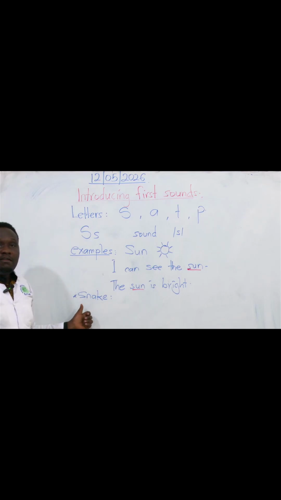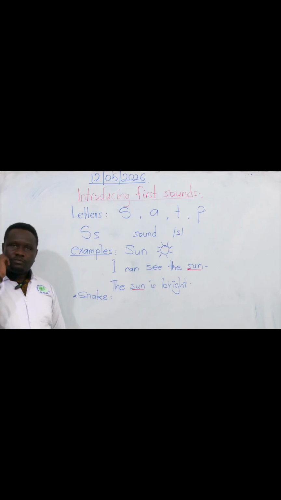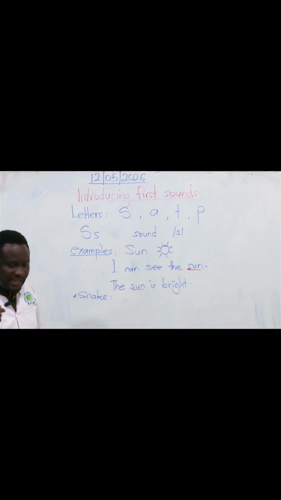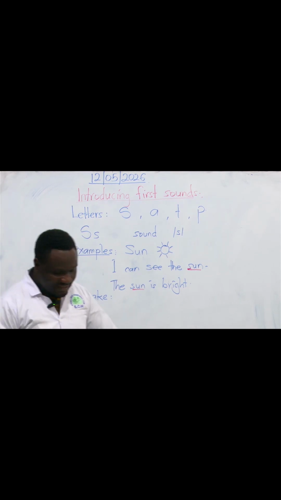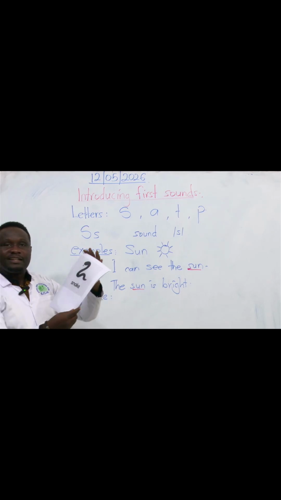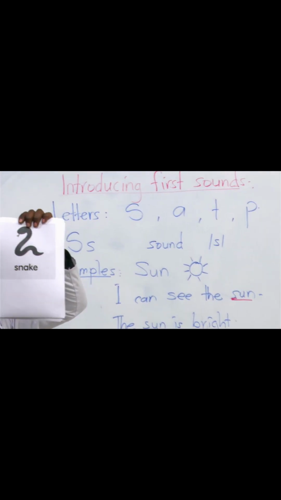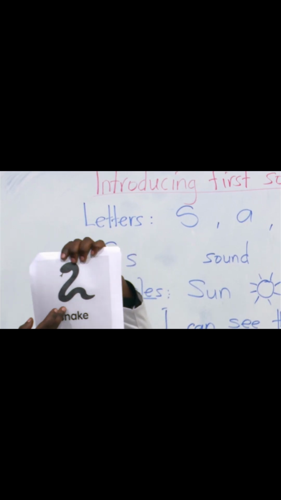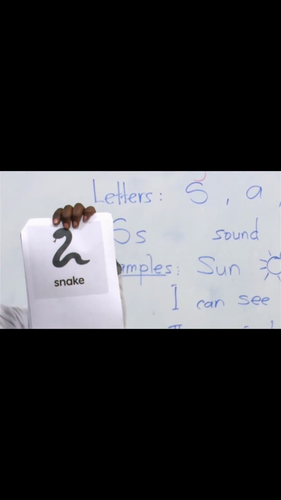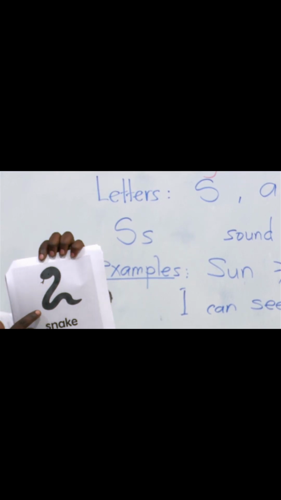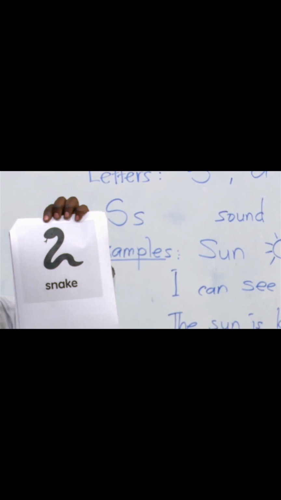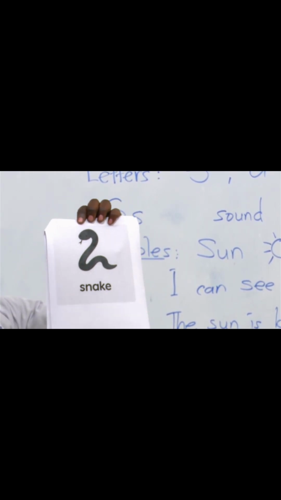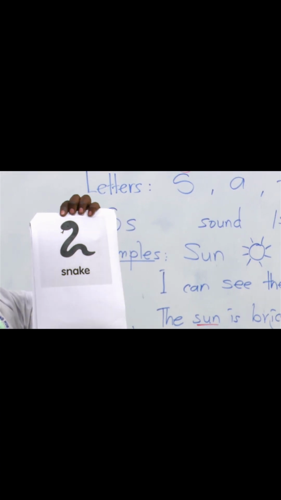We have the word snake. Everybody say snake. Snake. Now, a snake is like this. Is everybody seeing this? This is a snake. And the word snake starts with the sound S. That is why I'm moving my hand like a snake.